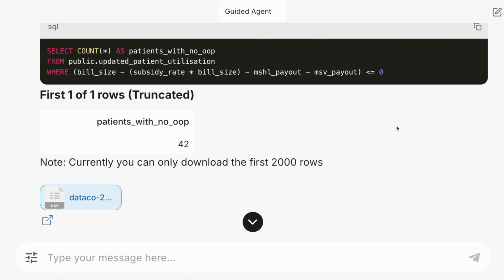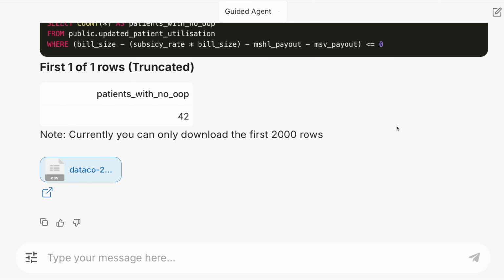Sense discerns that the correct equation to use is the difference between the bill size and the other amounts. Interestingly enough, it is also able to tell us that negative OOP values are equivalent to zero OOP values.